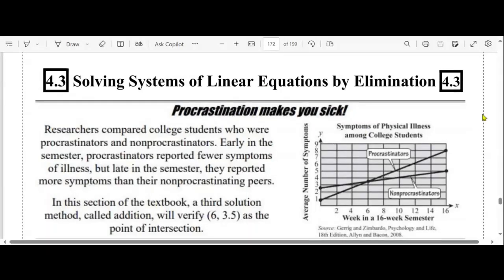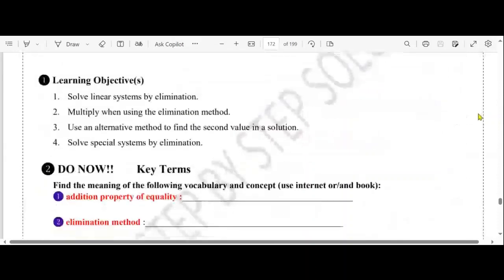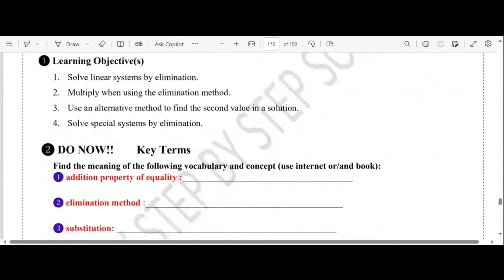4.3, solving systems of linear equations by elimination. Okay, I will go through the learning objectives. One, solve linear systems by elimination. Two, multiply when using the elimination method. Three, use an alternative method to find the second value in a solution. Four, solve special systems by elimination.